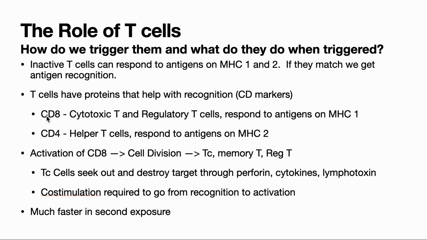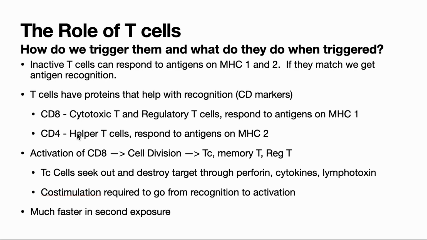But helper T cells can only be activated by antigens on MHC2 cells. And then if they get activated, they also require co-stimulation with their CD4. If they get activated, they will also undergo mitosis, and then they will produce lots more helper T cells, and then also memory helper T cells for the future.